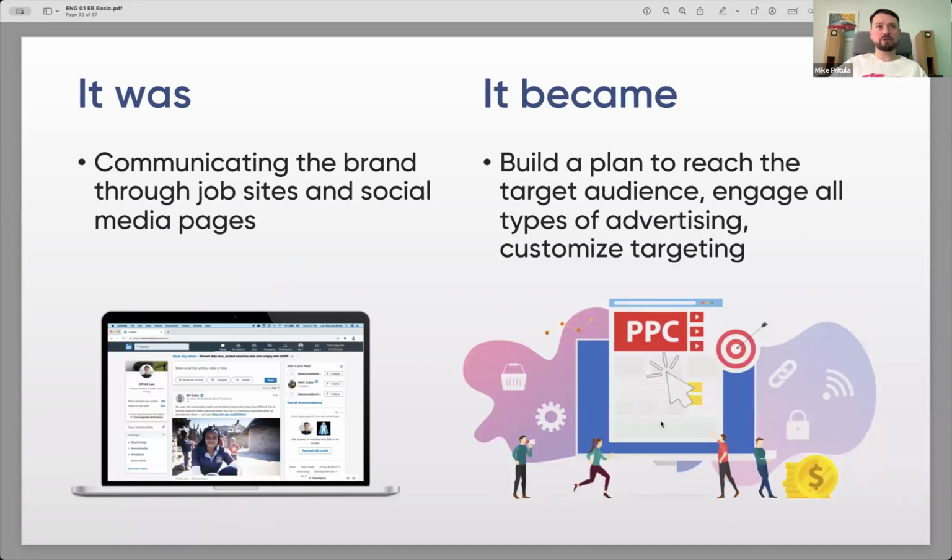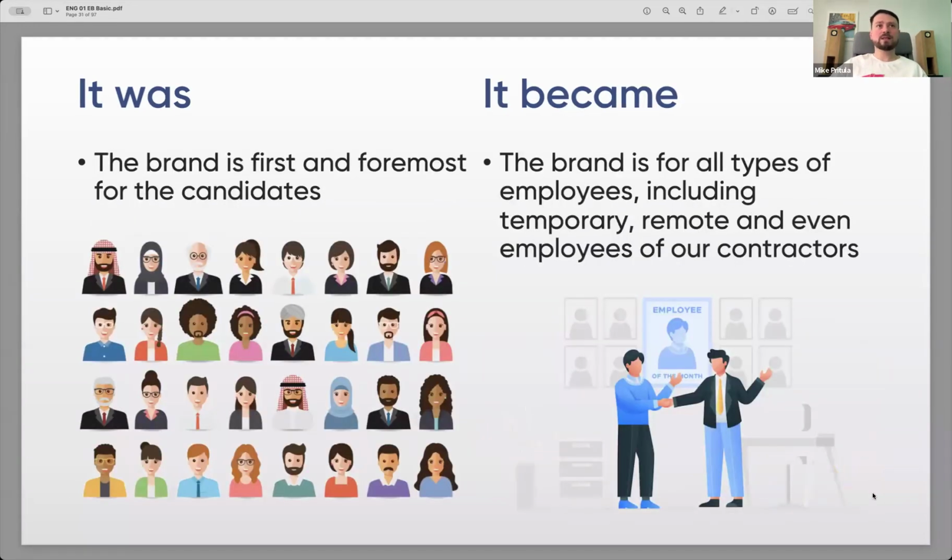It was communicating the brand through job sites and social media pages. And it became build a plan to reach the target audience, engage all types of advertising, customize targeting. It was the brand is first and foremost for the candidates, and it became the brand is for all types of employees, including temporary, remote, and even employees of our contractors, maybe even gig employees, right?